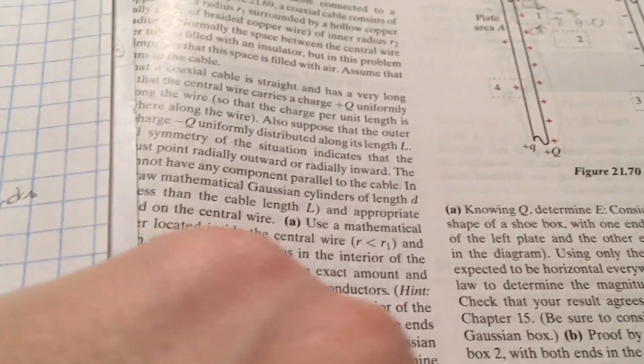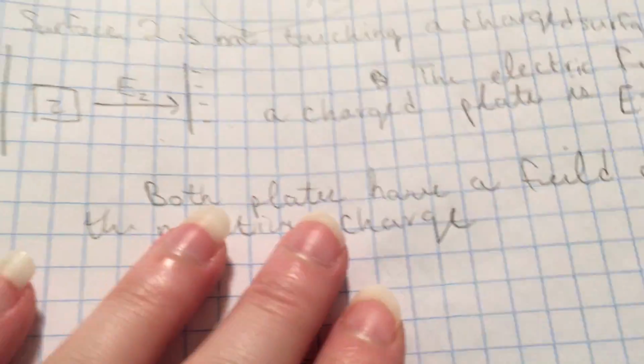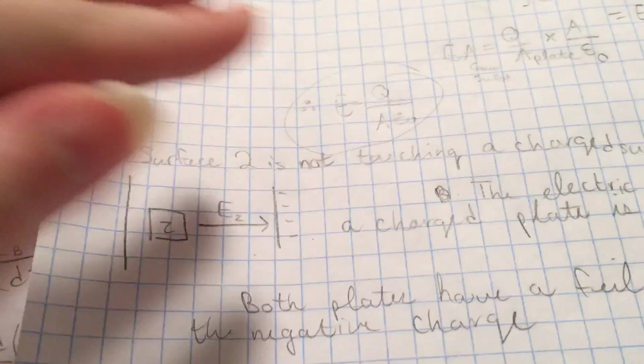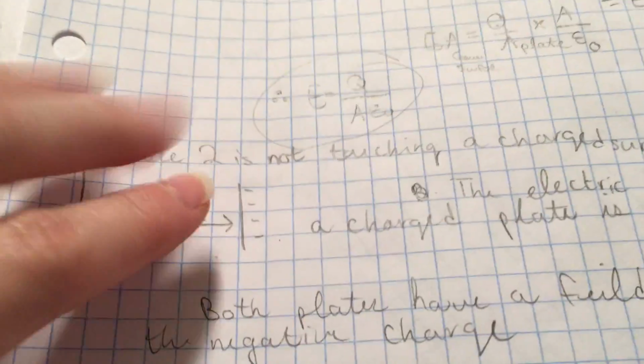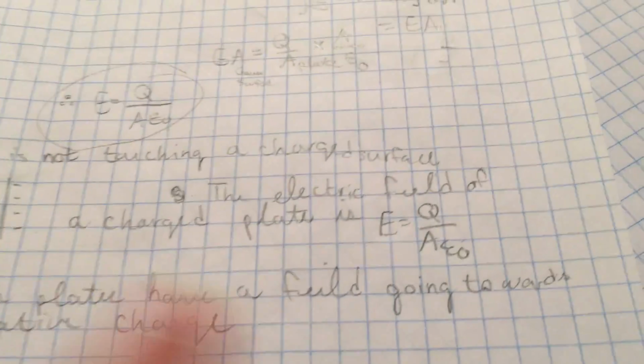It says in part B, to prove the electric field is constant in magnitude through the gap. That proves it right there. The electric field is going in the same direction throughout the whole thing. Nothing's really changing except for that. So therefore, the magnitude is going to remain the same. So that's the proof.